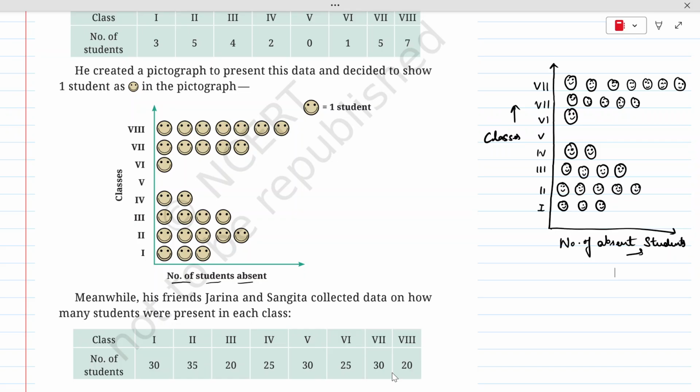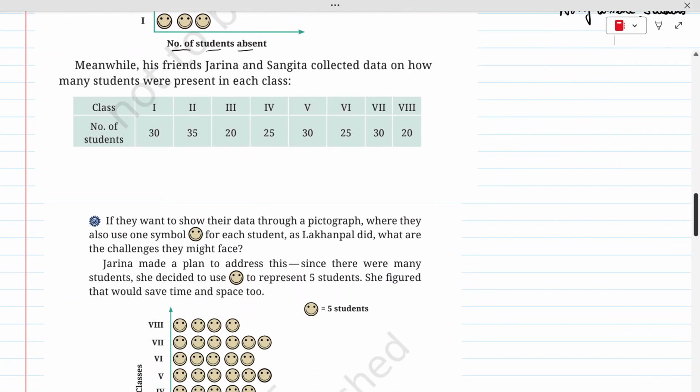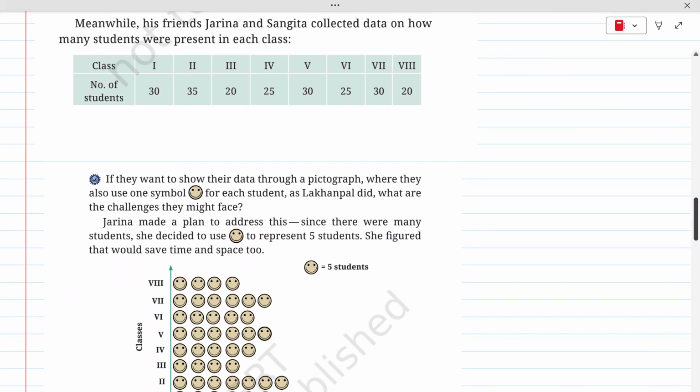See, the challenges which we will face here are that we will have to make 30 smileys in the case of class 1, 35 smileys in the case of class 2, and so on. So instead of one smiley representing one student, we should take here one smiley representing more number of students. Okay, otherwise your pictograph will be full of smileys. All right.